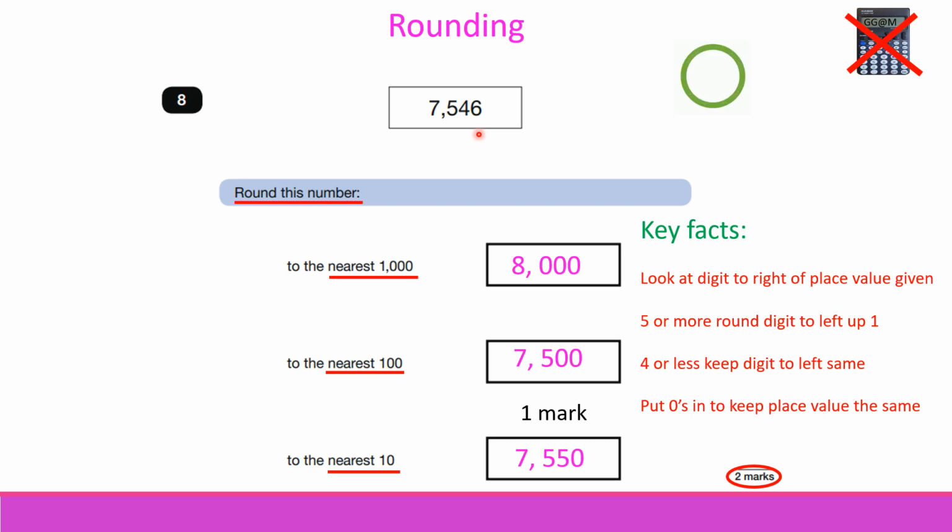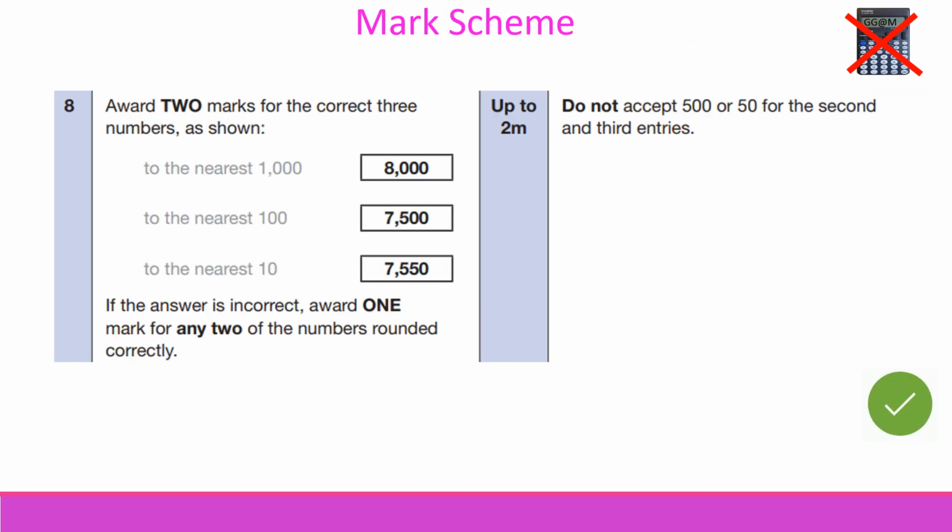It is really crucial that you know how to round values to different values, either to the nearest 1,000, 100, tens, and even decimal places. So make sure you know how to round. The mark scheme on this question shows there are 2M, which means 2 marks for getting the correct answers, which are in the boxes here as shown. If the answer is correct, award 1 mark for any 2 of the answers being done correctly. So if you get 2 of these done correctly, you will get 1 mark.